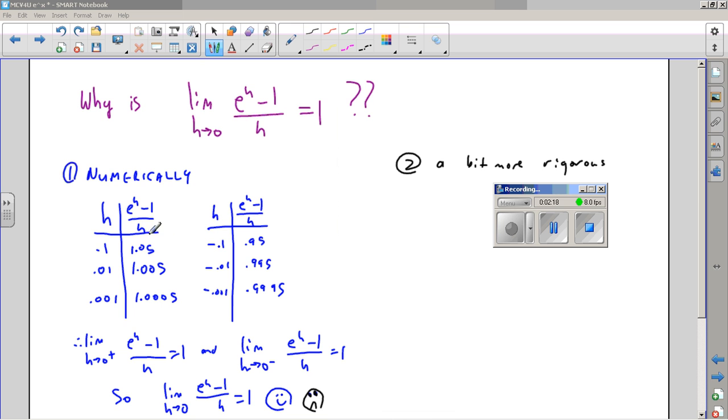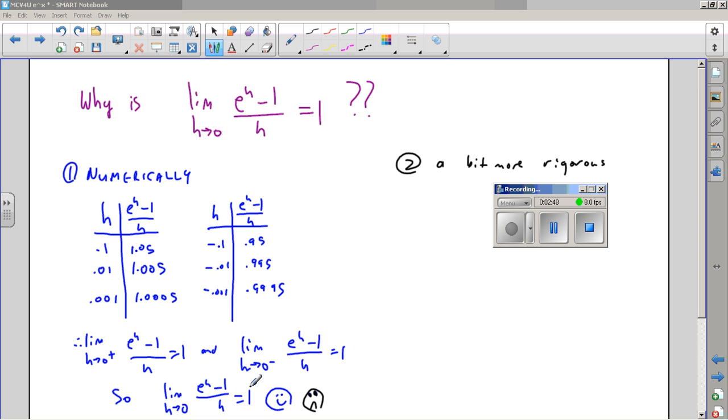Hey, bam, there it is. So there were the values for getting close to 0 from the right and getting closer to 0 from the left. And notice when we first talked about limits existing, we did talk about how the right-hand limit and the left-hand limit have to be equal. And we did a table to calculate that. So it appears that this limit is equal to 1.